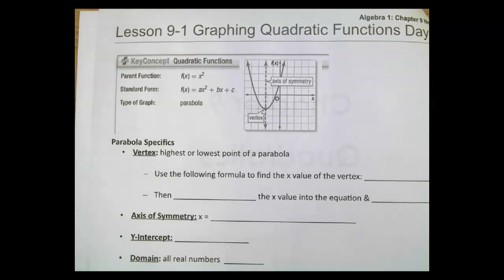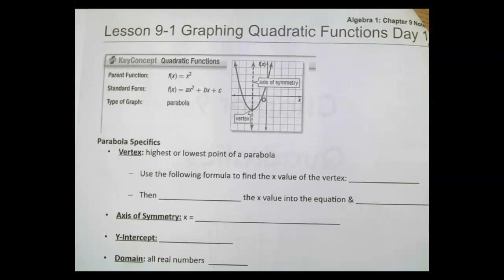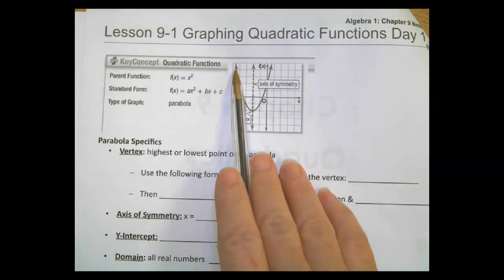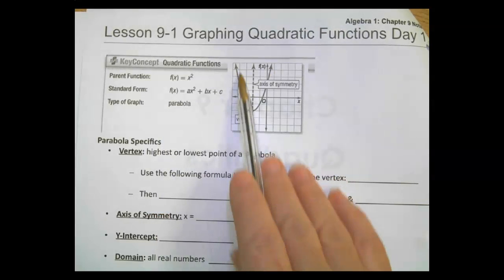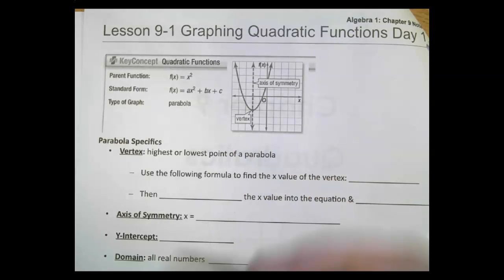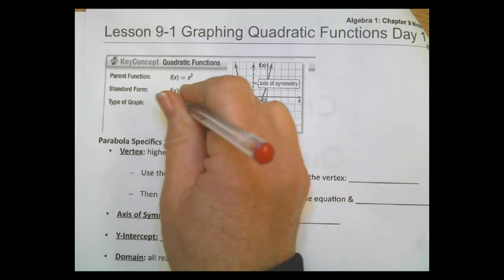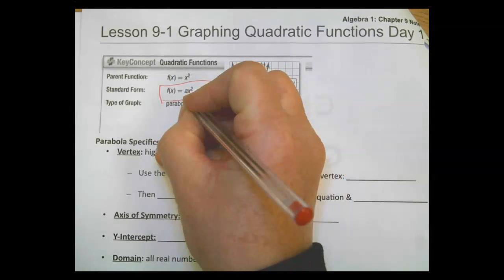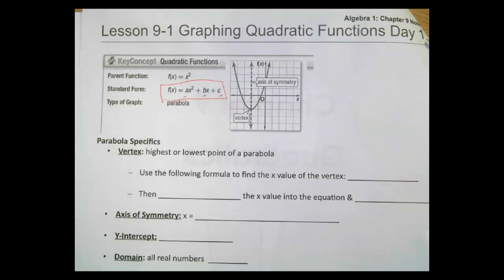All right, so today is going to be mostly talking about vocabulary in this chapter. So this here is called a parabola. It has like a U shape. It can go upwards or downwards. The equation of a parabola looks like this. This is in standard form. So we've talked about the A, the B, and the C before.